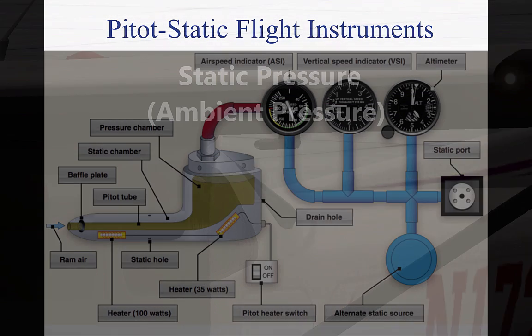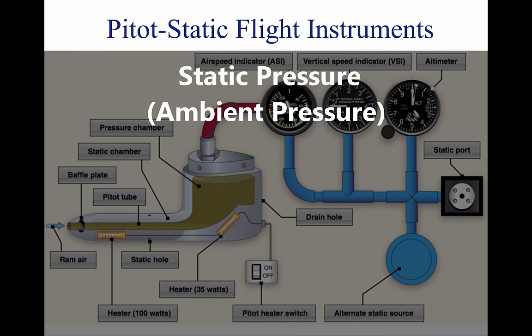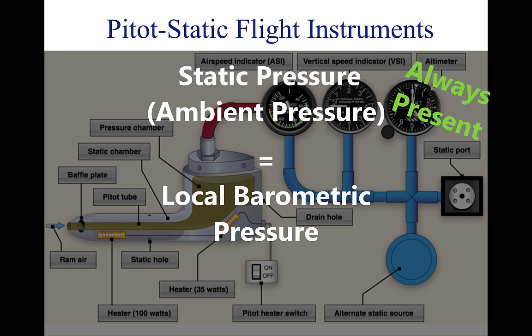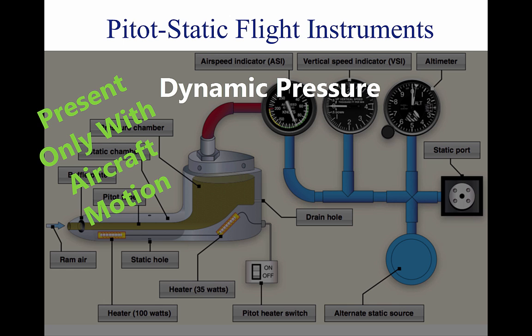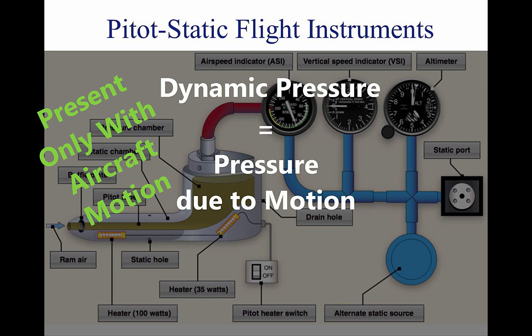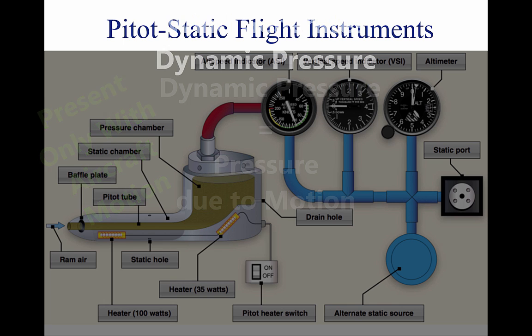the air. Static pressure, also known as ambient pressure, is always present whether an aircraft is moving or at rest. It is simply the barometric pressure in the local area. Dynamic pressure is present only when an aircraft is in motion. Therefore, it can be thought of as a pressure due to motion. Wind also generates dynamic pressure.